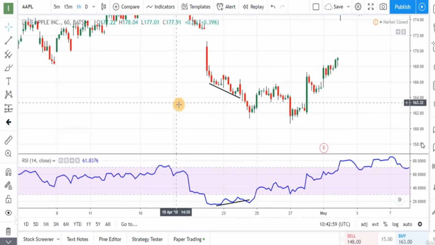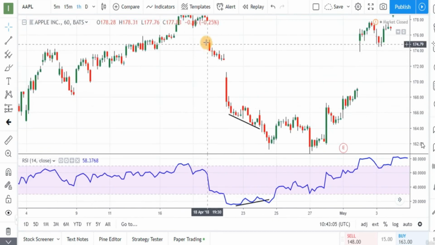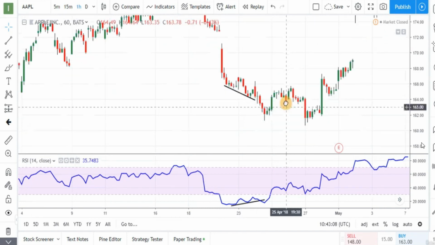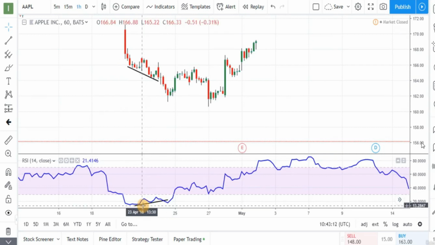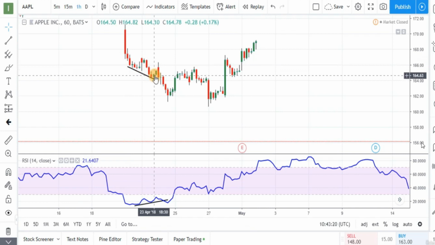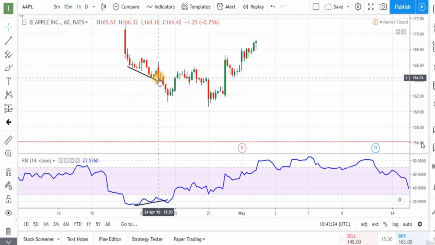Here too, we get a positive divergence in the prices. See, the existing trend is a downtrend, and at this point we are getting a positive divergence because RSI troughs are going in an upward direction, but prices are continuously falling down, so it is a positive divergence.